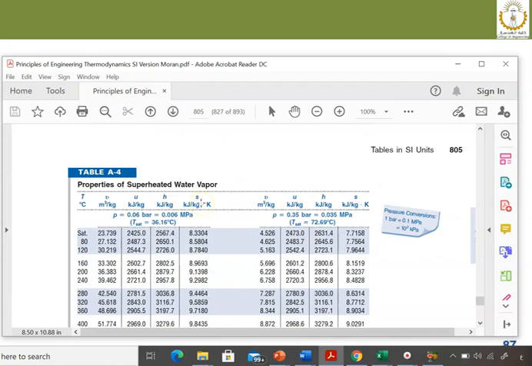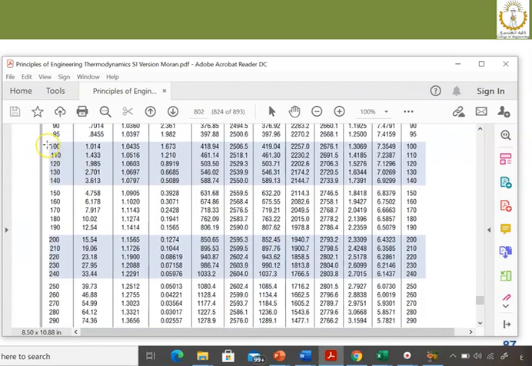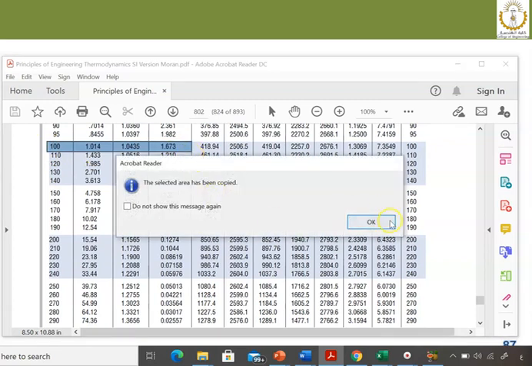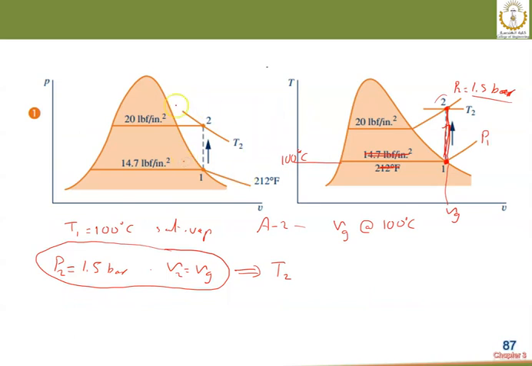So we go to table A2, and at a temperature of 100, okay, this is the saturation pressure, this is the Vf, and that's Vg. So Vg is 1.673 cubic meter per kilogram. Now we use this, and so we know what V2 is, and this equals V1 since it's constant volume. We know the pressure is 1.5 bar. We know that state 2 is superheated.